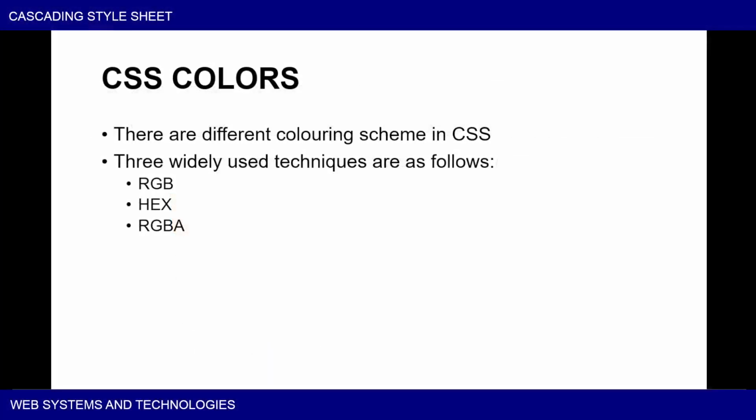Okay, so CSS colors. There are different color schemes in CSS. Three widely used techniques are as follows: RGB, hexadecimal, and RGBA. RGB is red, green, and blue. Hexadecimal, or hex, is a hexadecimal value. This starts with a sharp or the number sign followed by six digits. And then we also have the RGBA, which is RGB with an additional A for opacity.